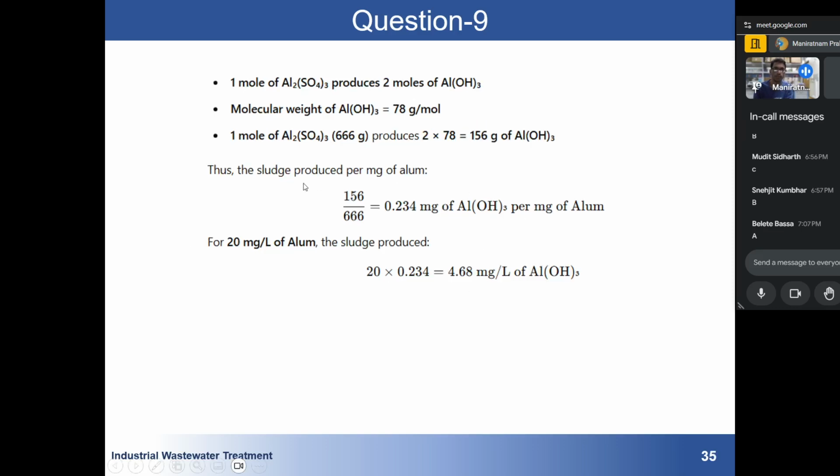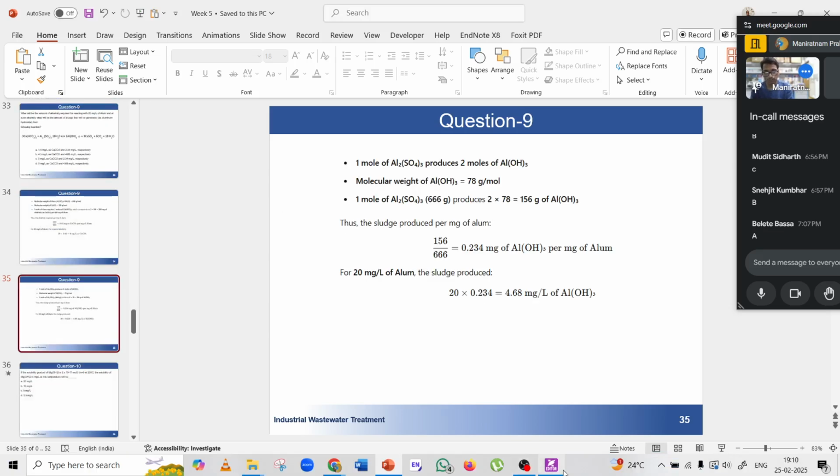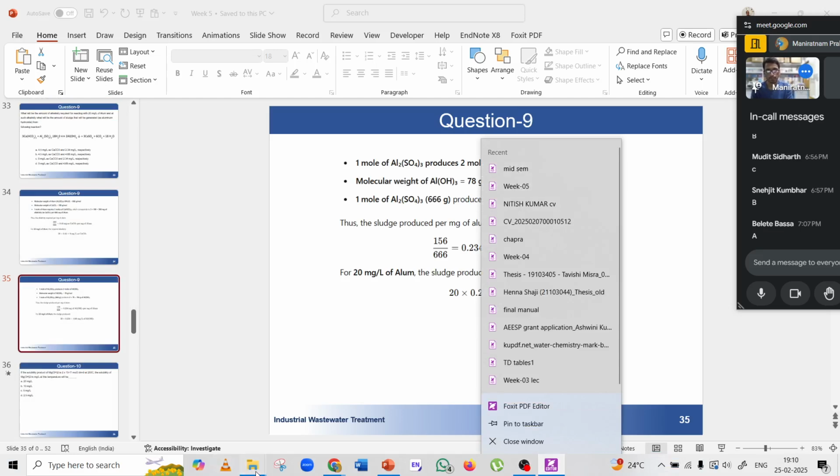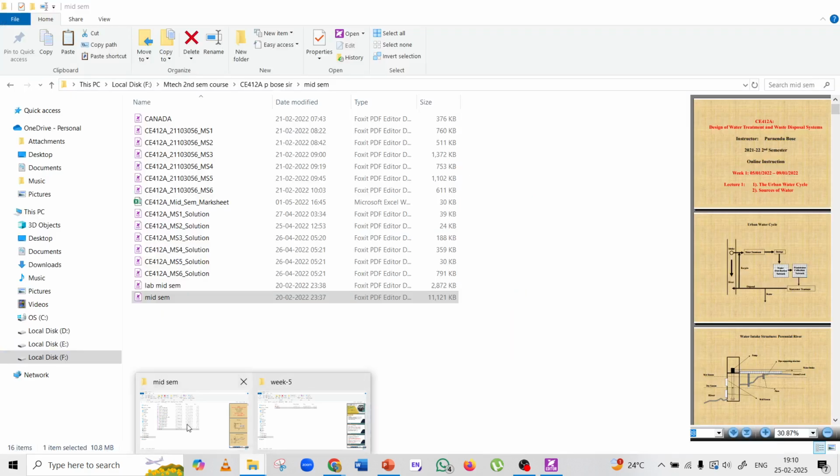Similarly, here you can see that 1 mole of alum produces 2 moles of aluminum hydroxide, so 2 into 78 gram of aluminum hydroxide. For the given amount, this much aluminum hydroxide per milligram of alum, and for 20 milligram, 20 into 0.234, or 4.68 milligram per liter of aluminum hydroxide. There is another way to solve this also. Let me show you another method.